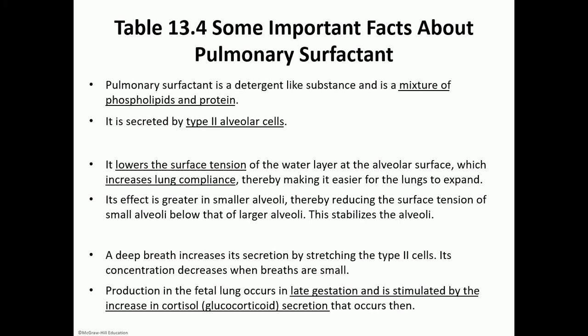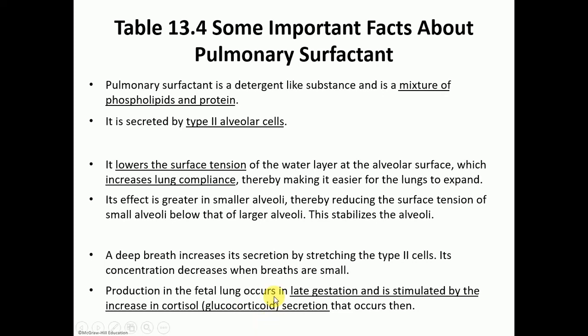So here's when we talk a little bit more about surfactant. It's made by the type 2 alveolar cells. It is a mixture of phospholipid and protein. It overcomes the surface tension that is produced by the water surrounding the alveoli, and surfactant increases the lung compliance. The problem with surfactant is that it's not in fetal lung tissue. It is produced very late during pregnancy.